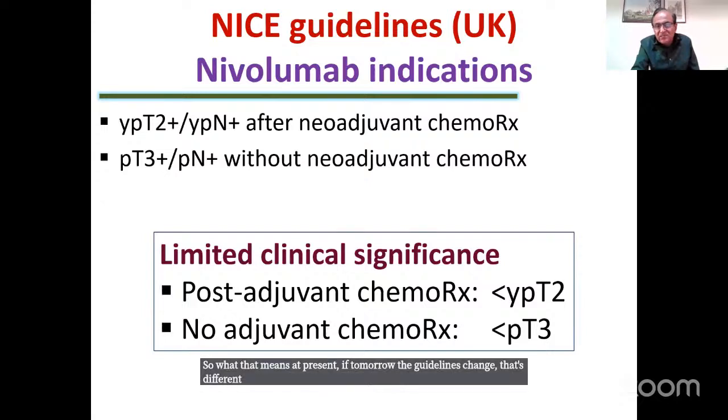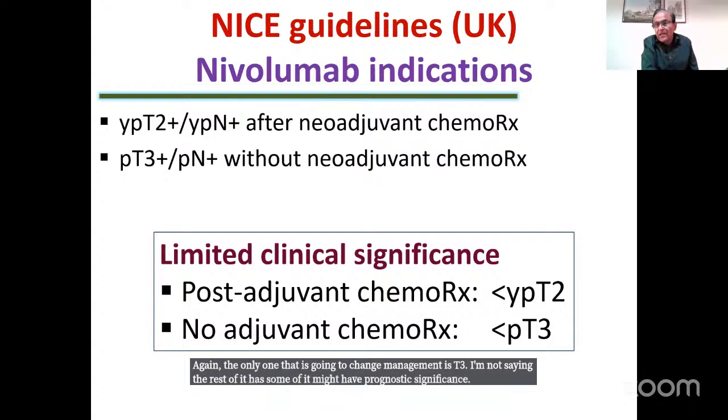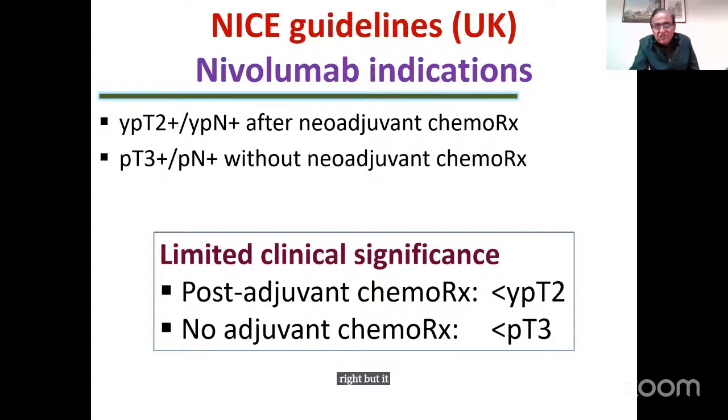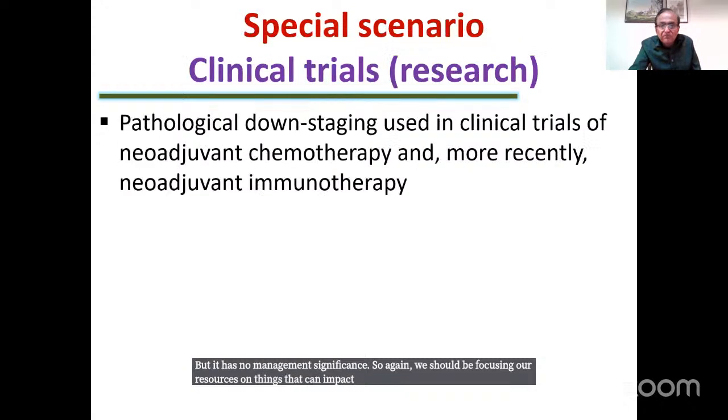In today's practice, if the patient has had neoadjuvant chemo, then you don't have to look too hard to find CIS or Ta or T1 residual tumor. It doesn't change anything. If the patient has not had neoadjuvant therapy, again, the only one that is going to change management is T3. I'm not saying the rest of it has no, some of it might have prognostic significance, right? But it has no management significance. So again, we should be focusing our resources on things that can impact the treatment of the patient.